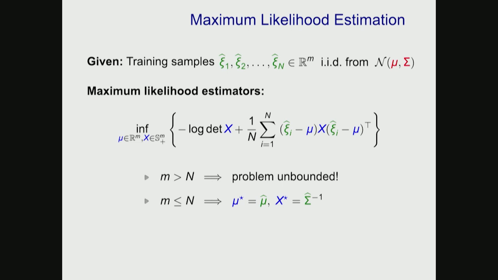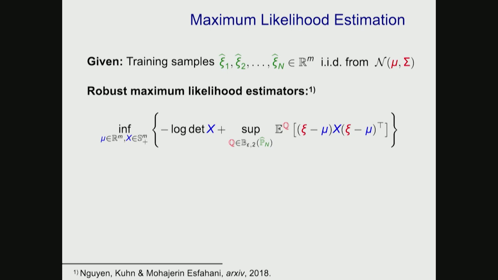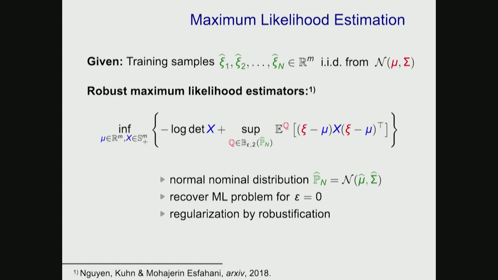So that prompts us to robustify this maximum likelihood estimation problem in the following way. We replace the second term in the objective function by a worst-case expectation over all distributions in a type 2 Wasserstein ball, which is centered at a normal nominal distribution. That's a normal distribution whose mean vector is the sample mean and whose covariance matrix is the sample covariance matrix. This seems to be a reasonable thing to do, because if you set the radius of the Wasserstein ball to 0, then this model just collapses back to the normal maximum likelihood estimation problem. So this can be seen as a robustified maximum likelihood estimation problem, indeed. We hope that we can regularize the problem through the robustification.